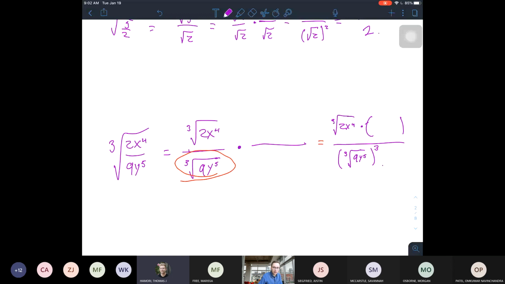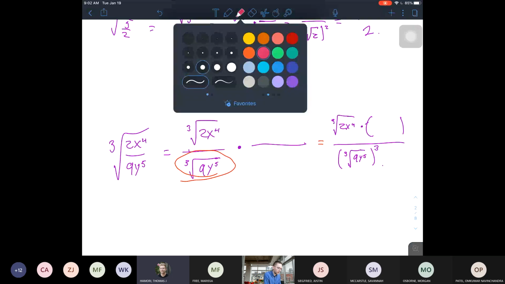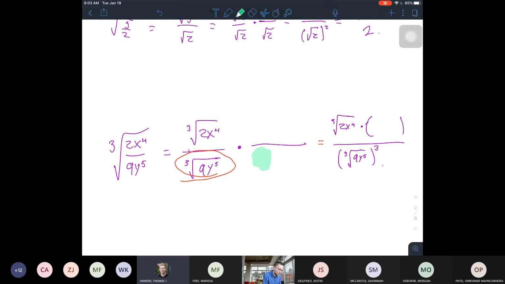All right, so it might be kind of tricky to type this out in the chat, but I will ask you guys, what do we think should go in this denominator here? And if you don't want to go to the bother of typing it out in the chat, you can unmute yourself and let me know what you think should go here. Okay, what should we put in this denominator such that when we multiply it out, we're going to get the cube root of 9y to the fifth power cubed?